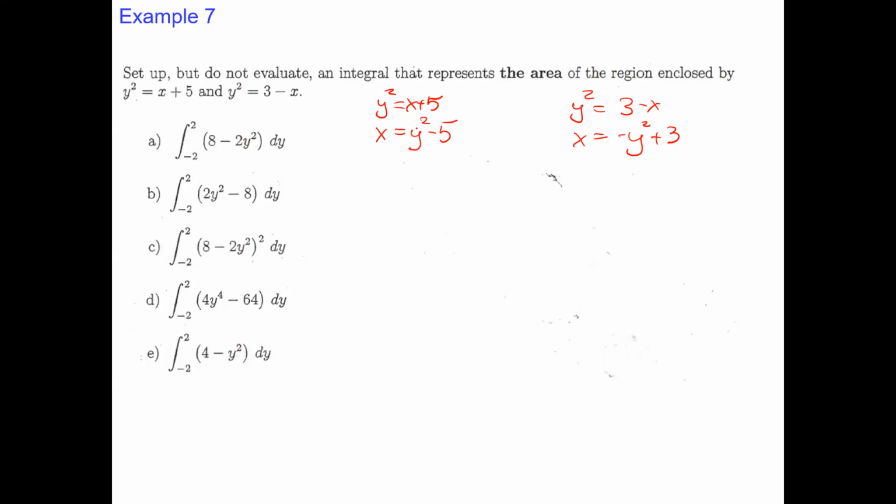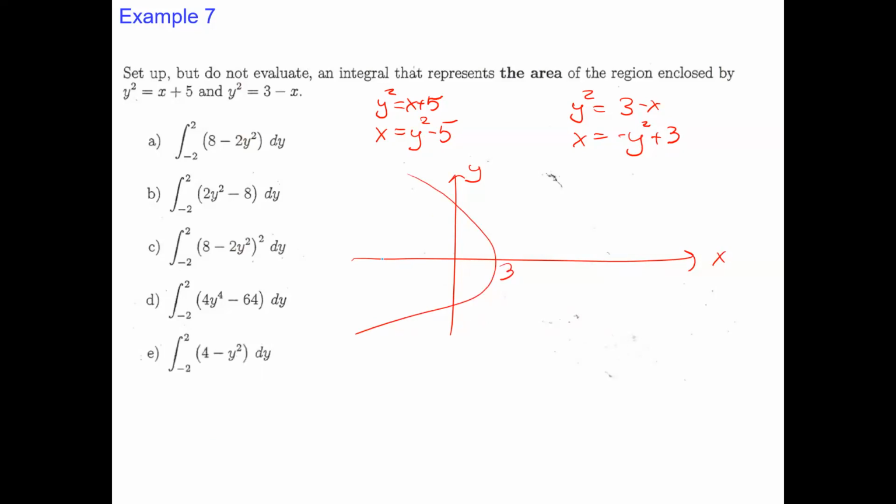I don't have the graphs, but let's try. Maybe points of intersection first. Let's set up. x equals y squared minus 5, that means this one is negative 5 and opens to the right. And x equals negative y squared plus 3, this one will be open to the left-hand side and plus 3.